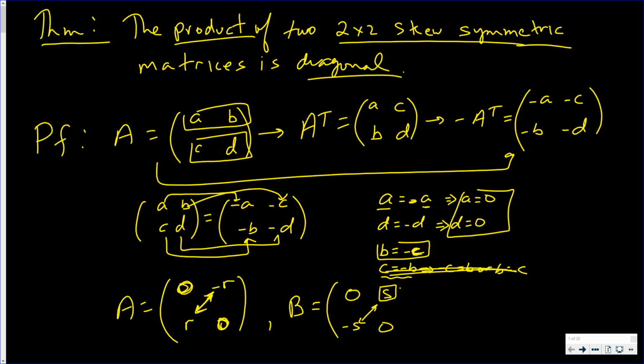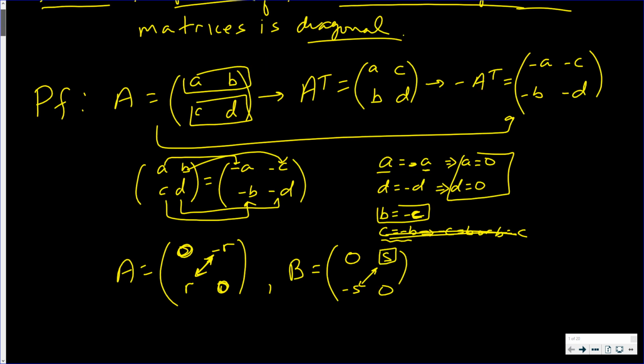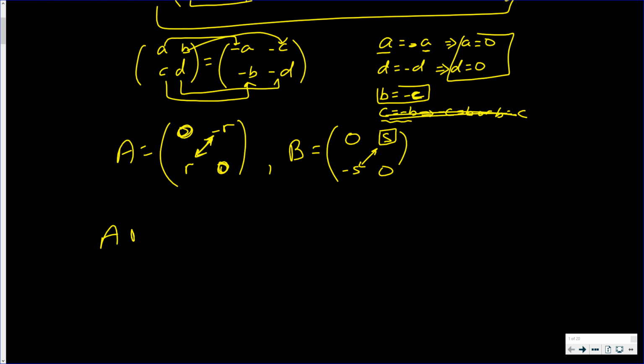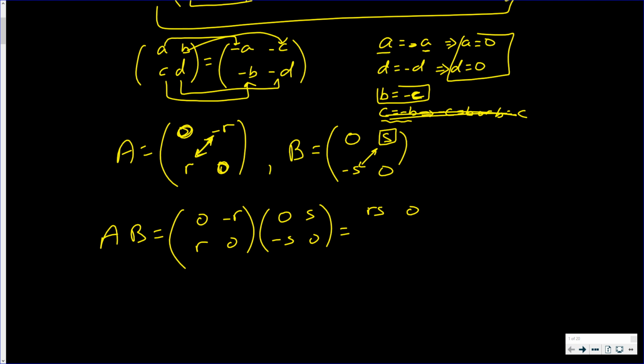And they do. Okay, so let's get our hands dirty and see what A times B equals. What is [[0, -R], [R, 0]] times [[0, S], [-S, 0]]? First row by first column is RS. The next one is 0. That's 0. And this one will be RS. Okay, and this is diagonal. And the theorem is proven.